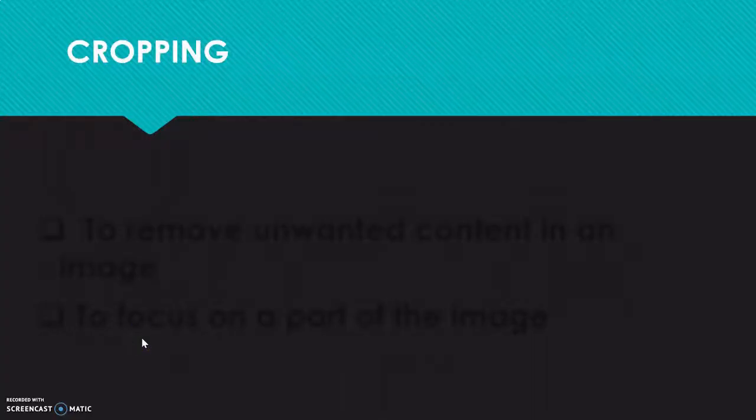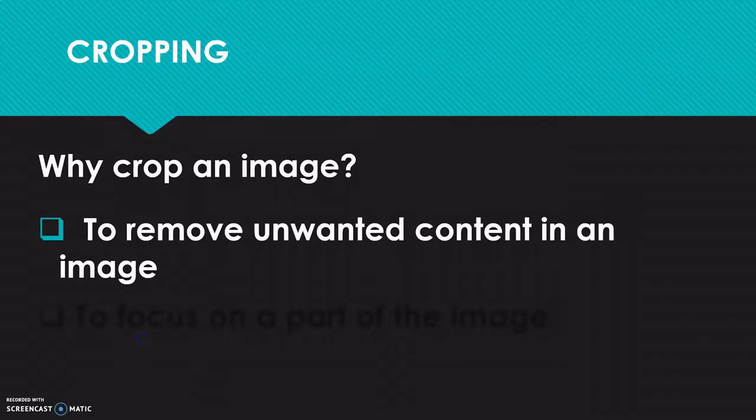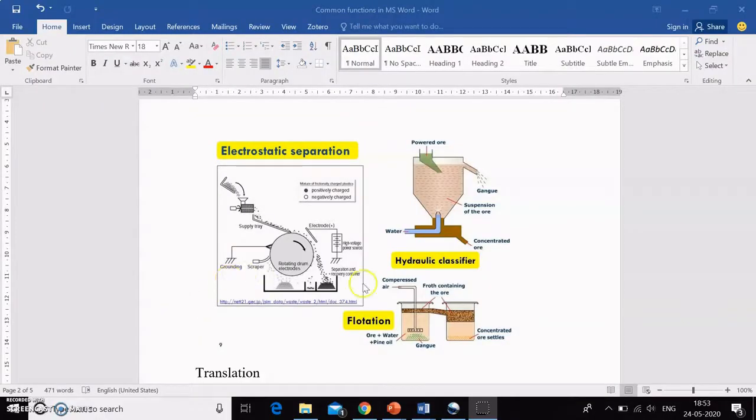Let's move on to discuss the crop option in Word. Before that, why do we want to crop an image? Cropping is used to remove unwanted content in an image and to focus on a particular part of the image. For example, in this figure, I want only the picture of this hydraulic classifier in my document. In that case, if I insert this whole picture, which contains pictures of other processes as well, the reader's attention may wander away to these other elements. In such cases, you can crop the image and avoid unwanted parts of the image.